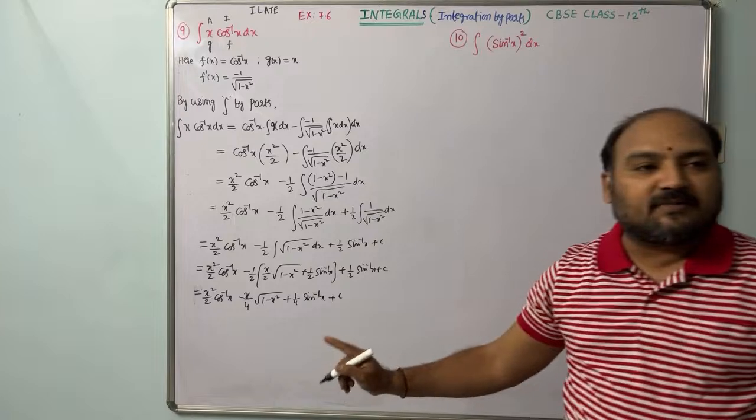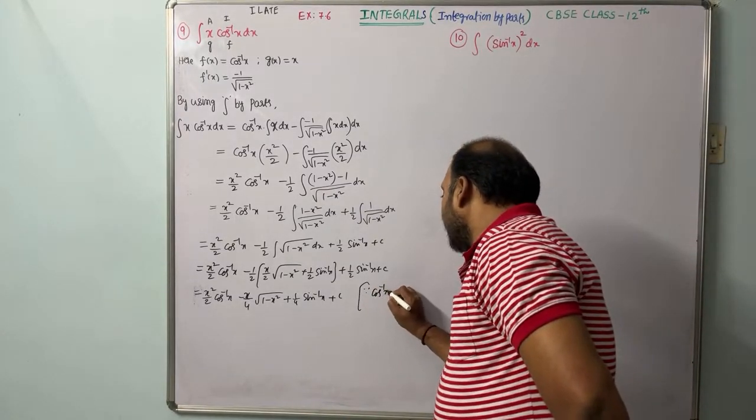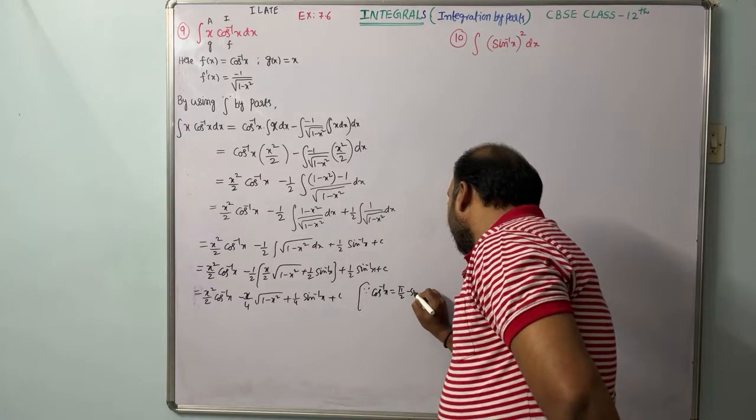If you want this one in terms of cos inverse x, we have the formula cos inverse x equals pi by 2 minus sin inverse x.